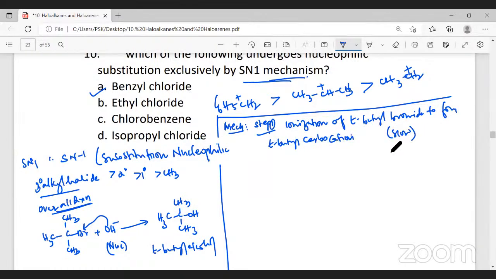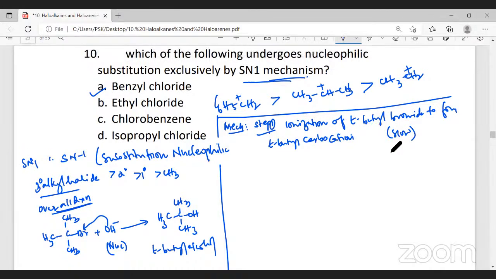This ionization is a slow process. It's a rate determining step. In a multi-step reaction, the slowest step of the reaction is called the rate determining step. So ionization of tertiary butyl bromide to form tertiary butyl carbocation is a slow process.